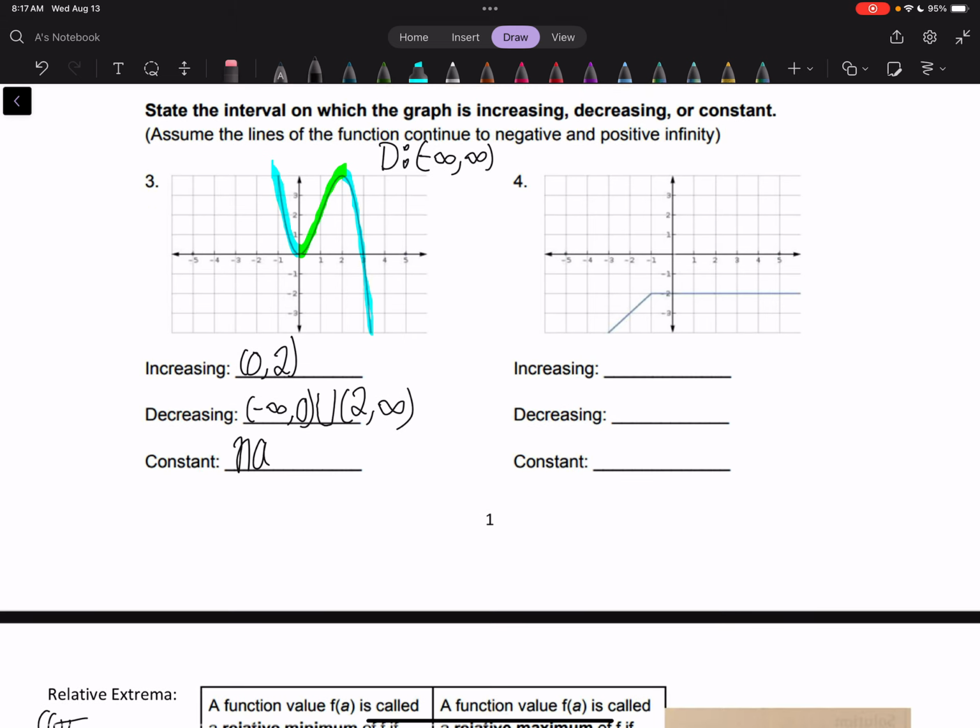All right, I'm going to show you the answer. Well, 4 is really quick. Let's just do it. Starting at negative infinity, I'm increasing. And then from negative 1 to infinity, it's constant. I wrote that in the wrong box. There we go.